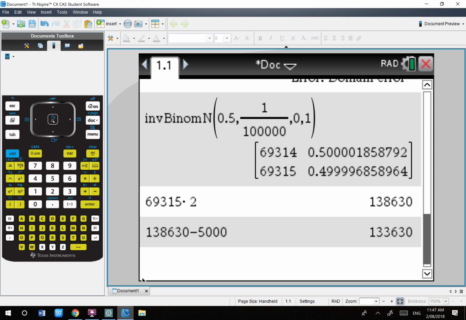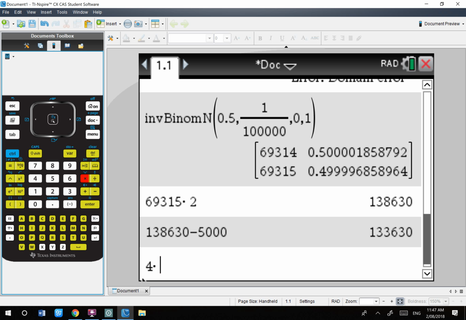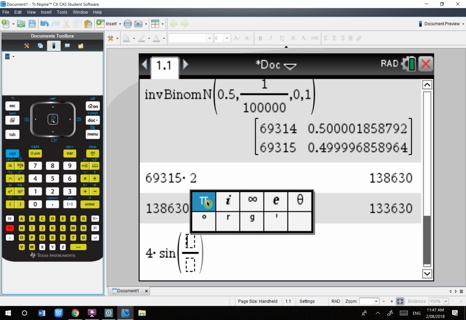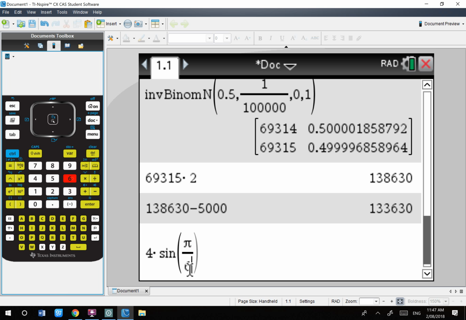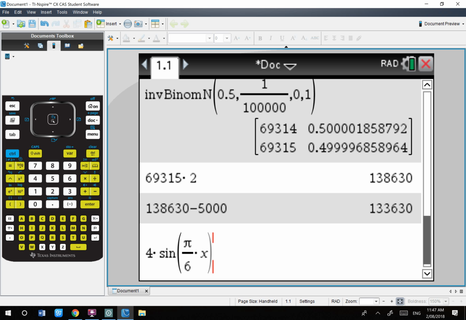This one I don't really need a calculator to do, but I want to show you how to define the function again on the calculator. This function is called H(t), with 4 times sine of pi over 6 times t. I want to change everything to x, so this is my function. The name is H(t).